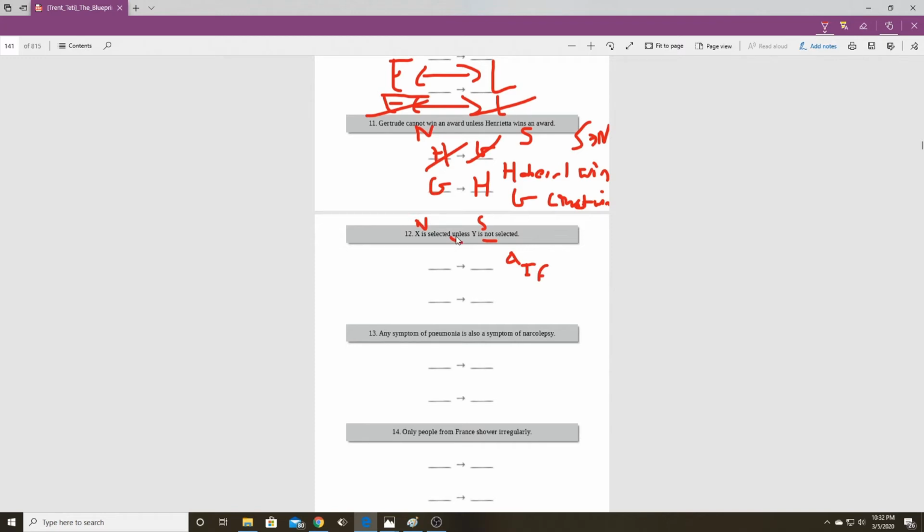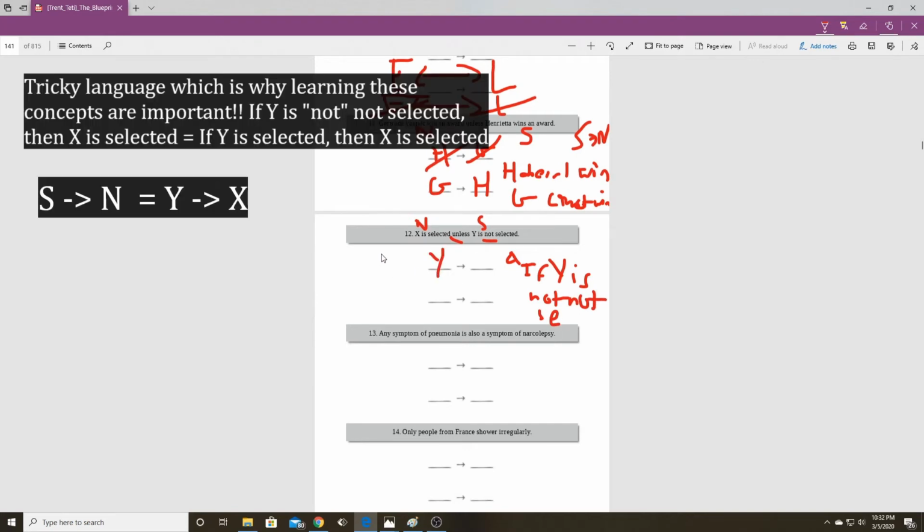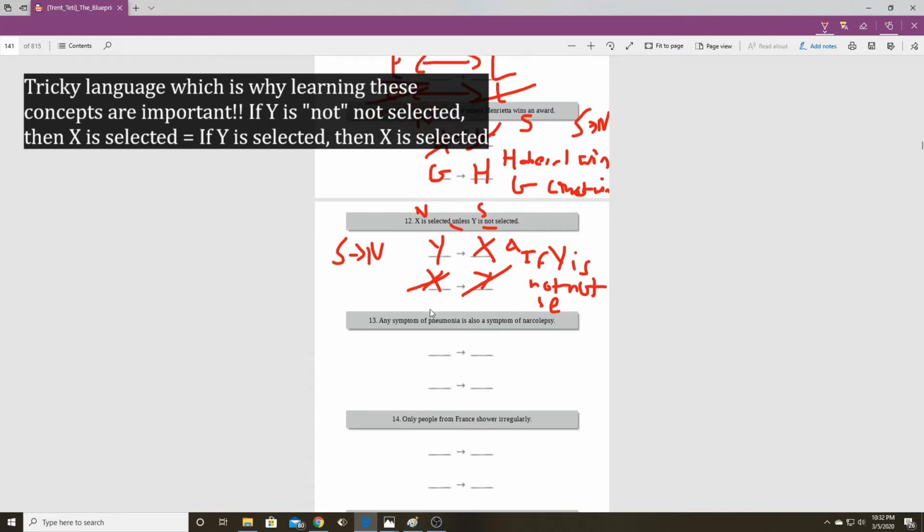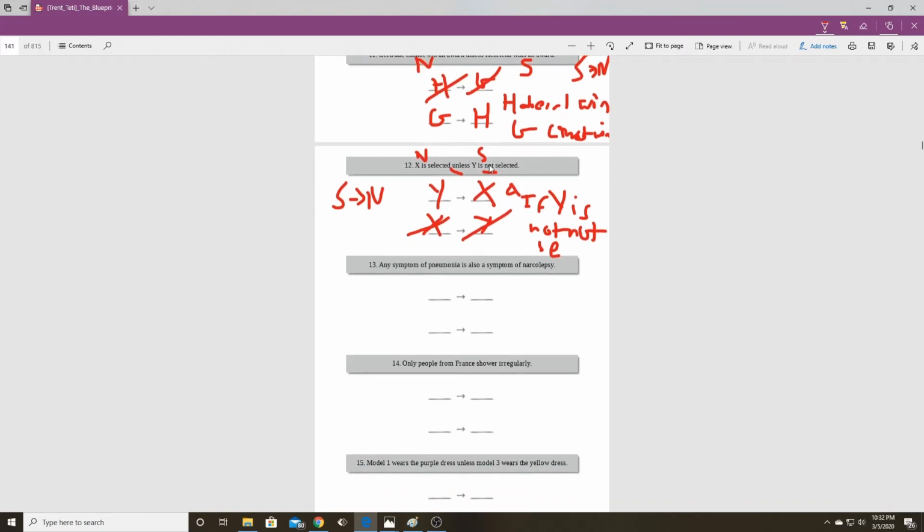If not, we have to replace unless with if not. So we have to replace a sufficient condition. If Y is not selected, so basically if Y is selected, remember the S to N equation, sufficient to necessary. So if Y is not selected, so if Y is selected, X is selected. So if X isn't selected, Y is not selected. This is why the term unless can be tricky, but luckily we know the concepts to help mitigate this trickiness.